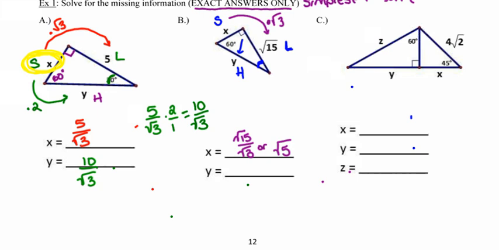And then to go from the length of the shorter leg to the hypotenuse, I simply take the length of the shorter leg and I double it, or I multiply it times 2, making the length of our hypotenuse 2 times the square root of 5.